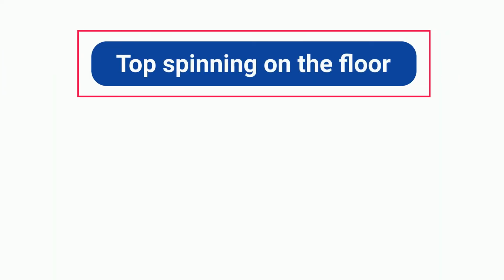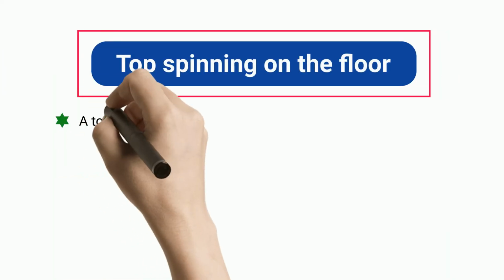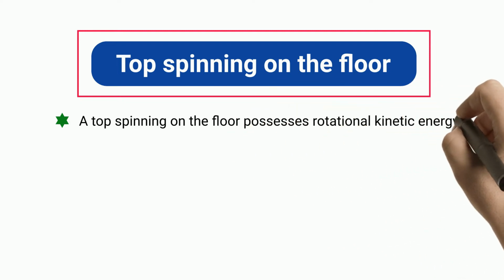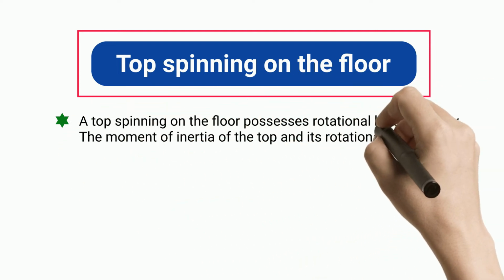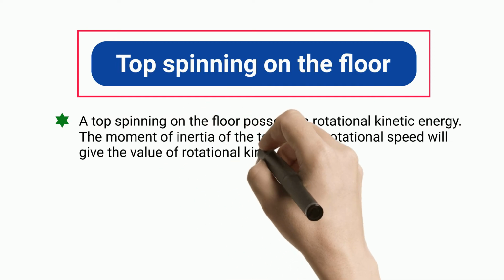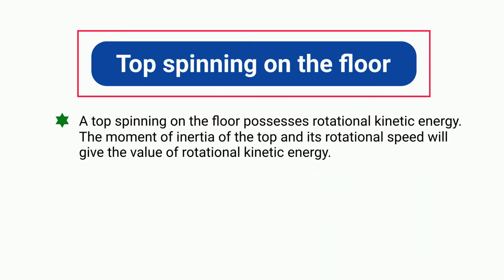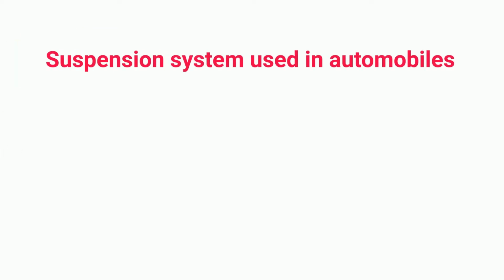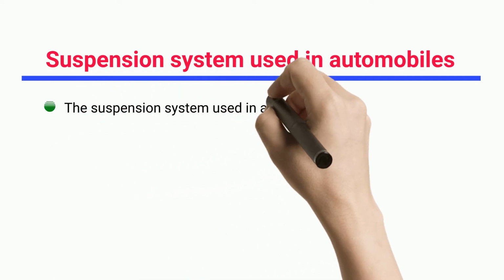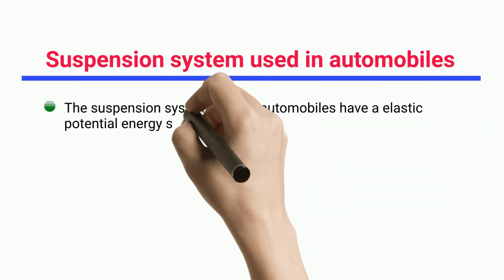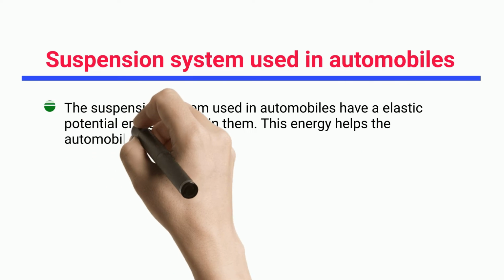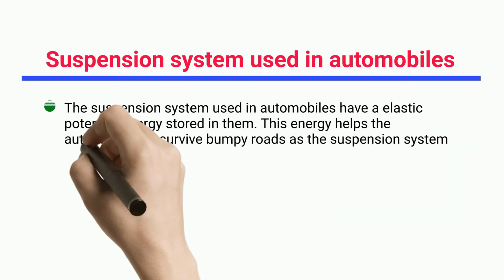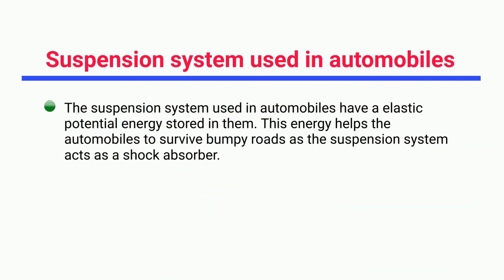Top spinning on the floor. A top spinning on the floor possesses rotational kinetic energy. The moment of inertia of the top and its rotational speed give the value of rotational kinetic energy. Suspension system used in automobiles. The suspension system used in automobiles has elastic potential energy stored in it. This energy helps automobiles survive bumpy roads as the suspension system acts as a shock absorber.